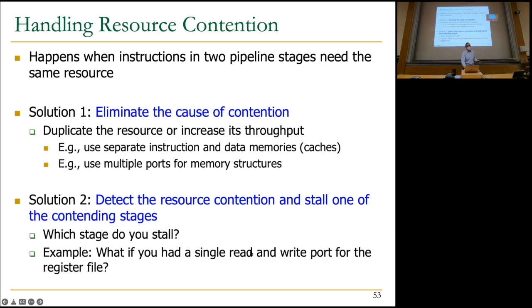So for example, what if you have a single read and write port for the register file? Only a single port, you can use it for reads or writes. One instruction at the end of the pipeline, in the write back stage, is trying to write to the register file. Another instruction is trying to read from the register file in the decode stage. Which one do you stall? Well, you stall the one in the decode stage so that the instruction that's writing to the register file goes away, out of the pipeline, basically.